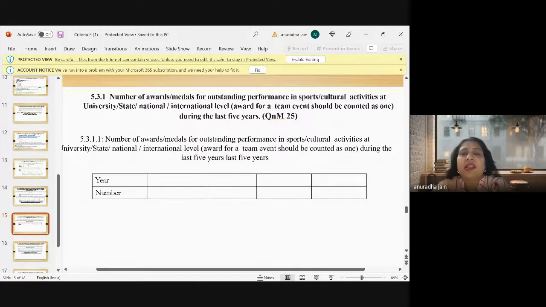So all these details you have to give, and then they will also ask in one column whether this activity was at university level or state level or national level or international level. Less than university level will not be counted. Like, suppose in the college itself, if they have a tournament and anybody won a prize from our college only, so at college level, that award or recognition will not be counted here.